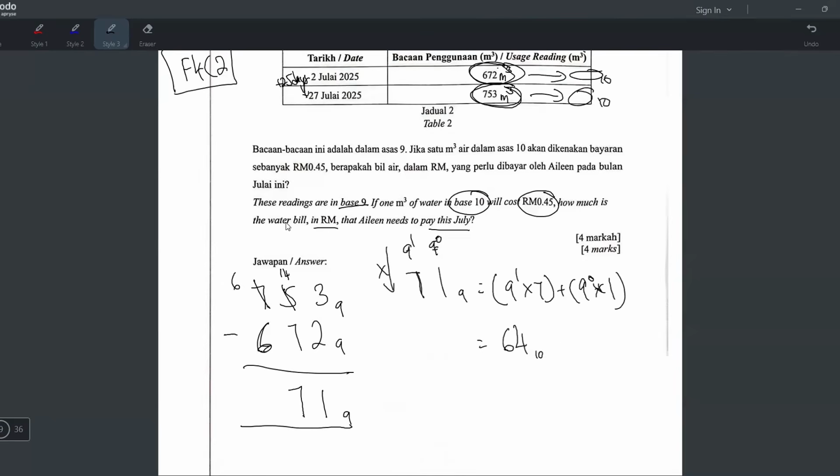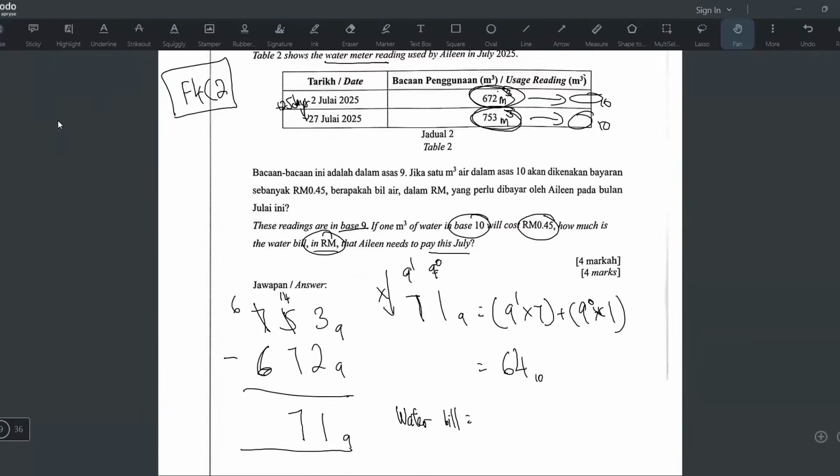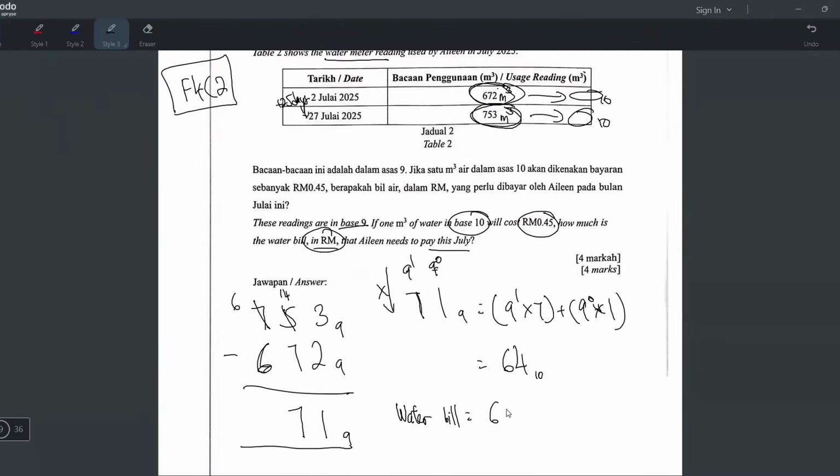But I'm trying to find how much in RM. So nak tahu jumlah dalam RM tu, okay, dia kata 1 meter cube will cost 45 cents kalau dalam base 10. So nak dapatkan water bill, I'll just write water bill for July. Yeah, for July kan. Okay, so just ambil 64 meter cube darab dengan RM 0.45.